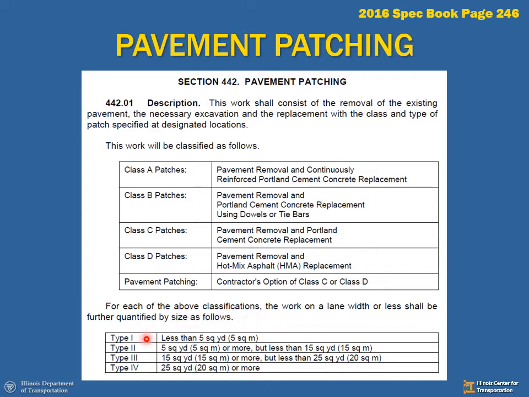Here we have type 1s are less than 5 square yards. Type 2s are 5 square yards up to 15 square yards. Type 3s are 15 up to 25 square yards, and type 4s are 25 square yards or more. So we have a class of patch, that's the construction and materials. They have the type of patch, which is based on the planned size of that patch.